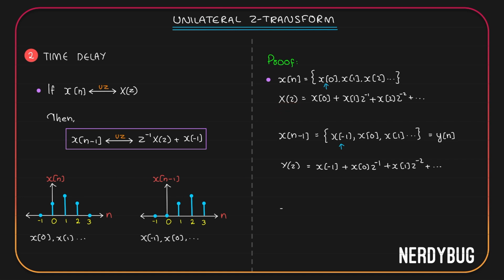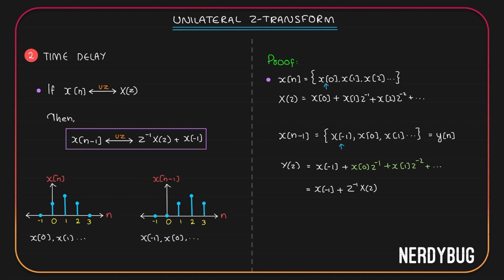I want z inverse multiplied by x of z. So x of 0 will become x of 0 z inverse. X of 1 z inverse will become x of 1 z raised to minus 2. So we get this. But this is exactly what we have over here, except there is one more term, that is x of minus 1. So we can write y of z is x of minus 1 plus z inverse x of z. And this is exactly what we have over here.